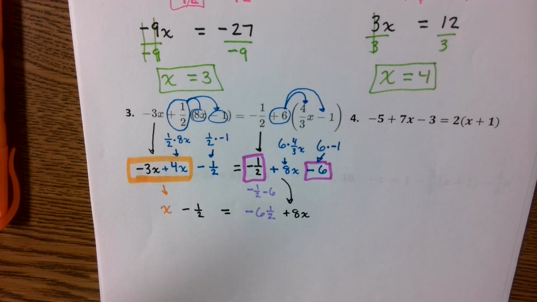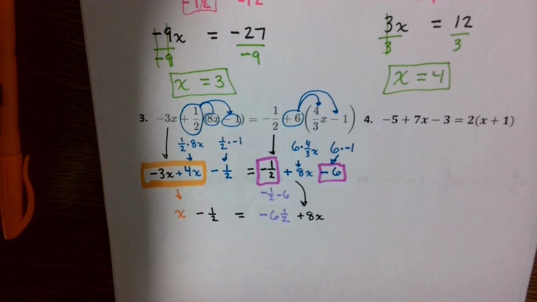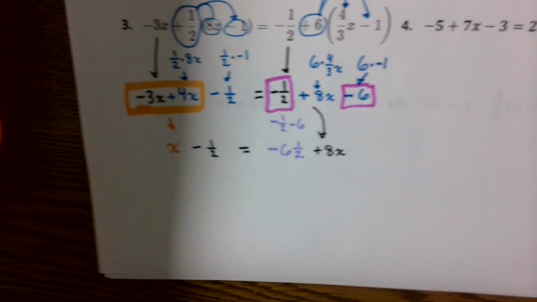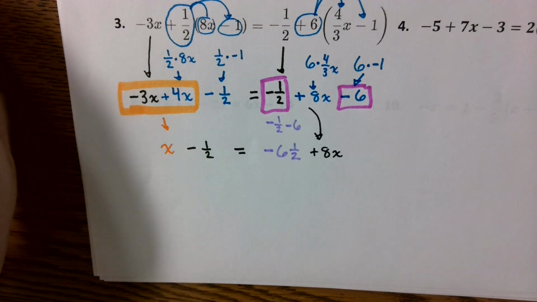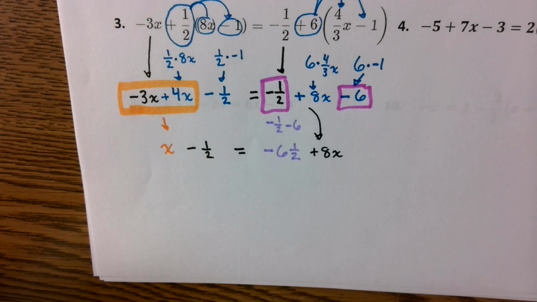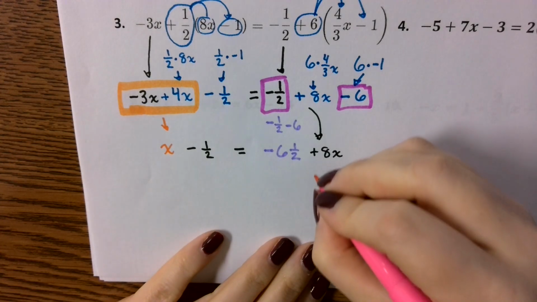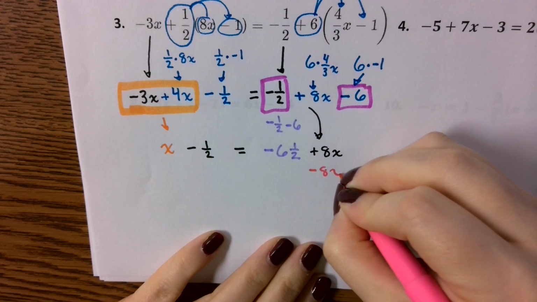All right, we have it down as simplified as it's going to get. Now we have to start solving. What should I do first? Sebastian? Good. We're going to subtract 8x from both sides.